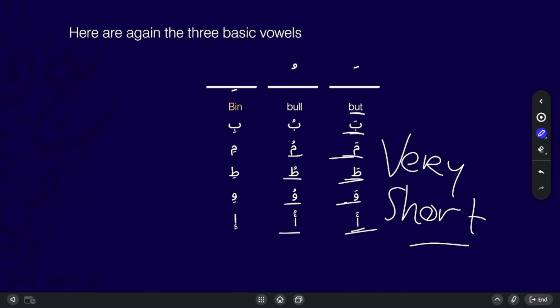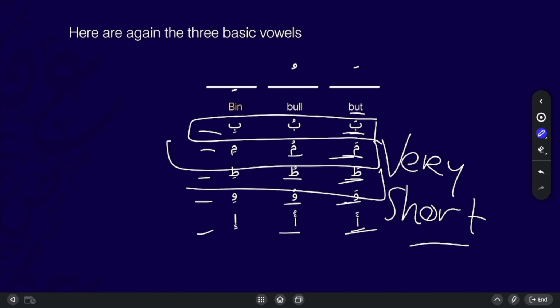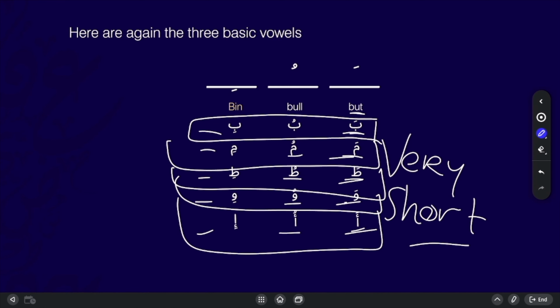Now, e, I found it very hard to find an example in English. Most of them are like bin, which is a little bit like an a, bin, pit. It's not pit or bin. This is true e: bi, mi, ti, wi, i. So, ba, bu, bi, ma, mu, mi, ta, tu, ti, wa, wu, wi, a, u, i. Very, very short.